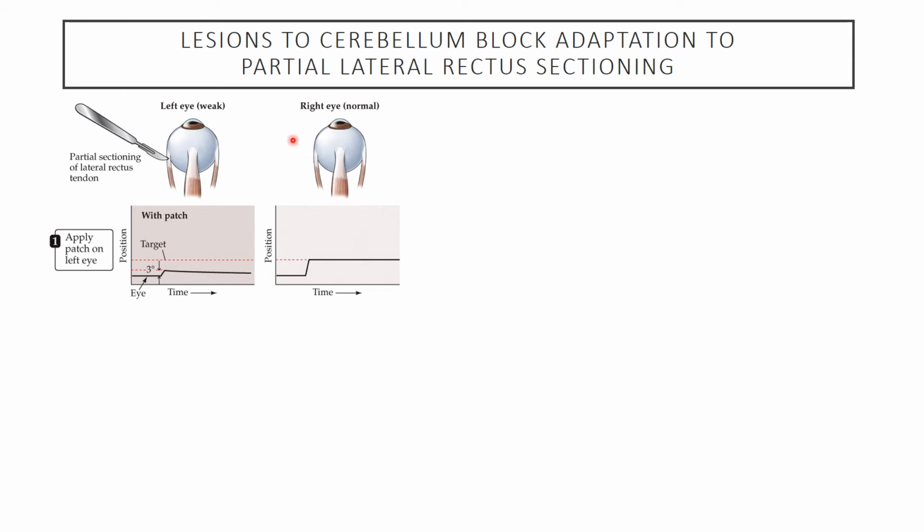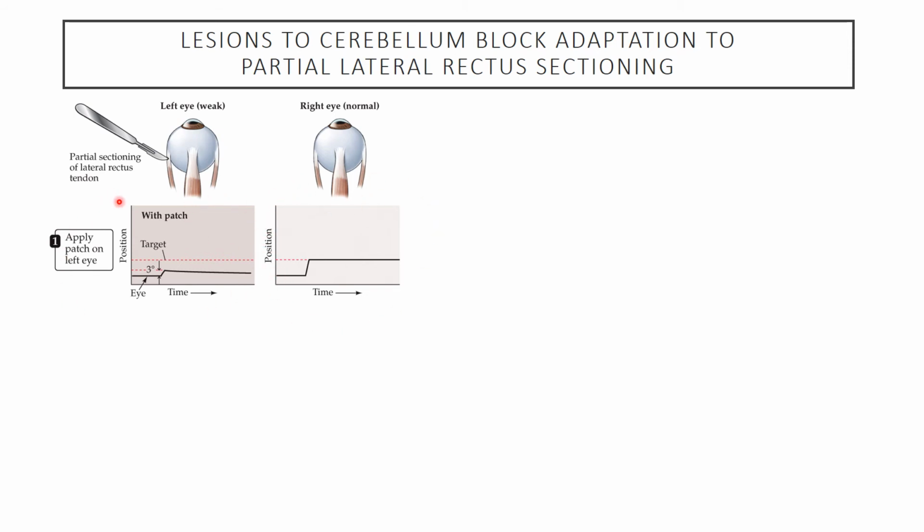So the right eye was normal and unaffected, but what they did to the left eye is that they surgically weakened how well the lateral rectus pulls on the eye. And they did that by just slicing the tendon a little bit so that it couldn't pull quite as effectively on the eye.